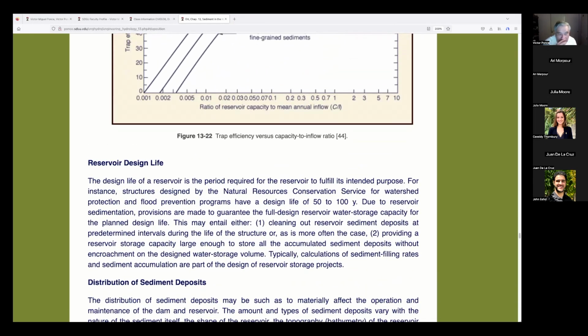The design life of a reservoir is the period required for the reservoir to fulfill its intended purpose. For instance, structures designed by the Natural Resources Conservation Service for watershed protection and flood prevention have design lives of 50 to 100 years. This is something interesting, because what is the design life? As I say in there, it's either 50 to 100 years. Why do we choose 50 to 100?